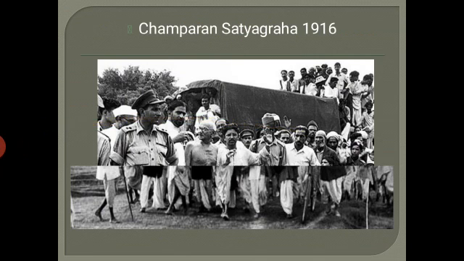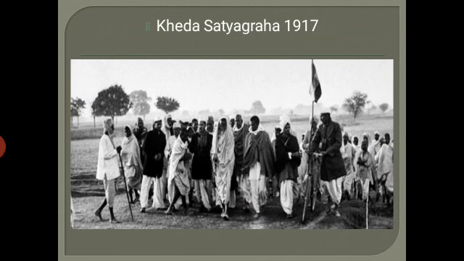Students, next one, Kheda Satyagraha 1917. Kheda Satyagraha 1917 was started by Gandhiji. Gandhiji led the movement in Kheda district of Gujarat, demanding relaxation of the revenue tax, owing to the poverty experienced by the farmers because of the outbreak of plague. Okay, students, again, this was the movement started by Mahatma Gandhiji against British policy.